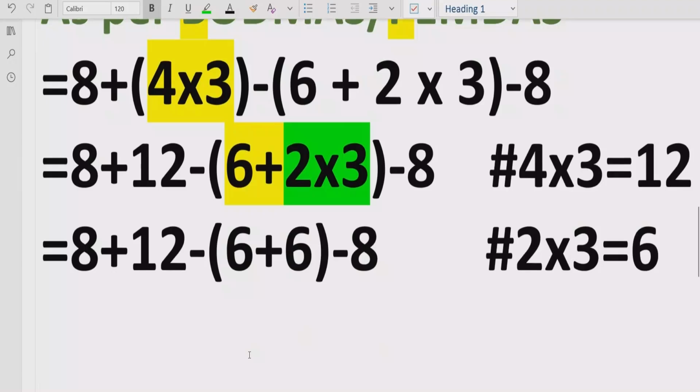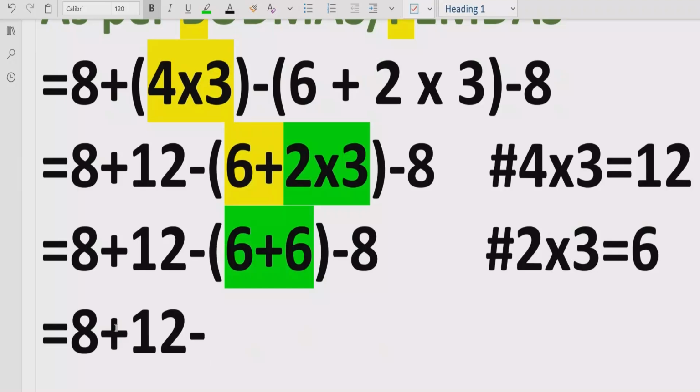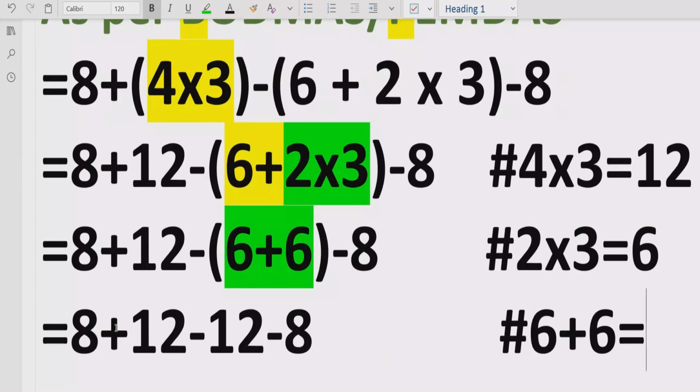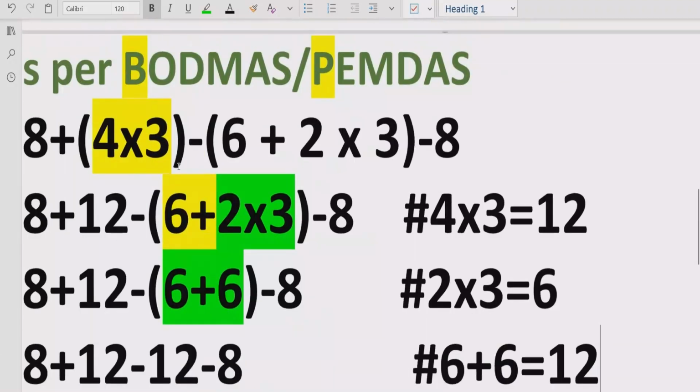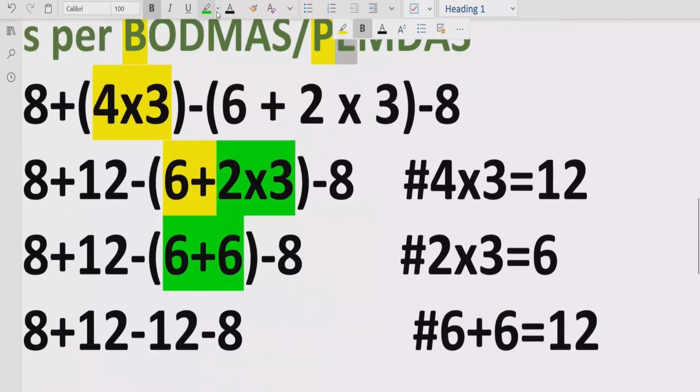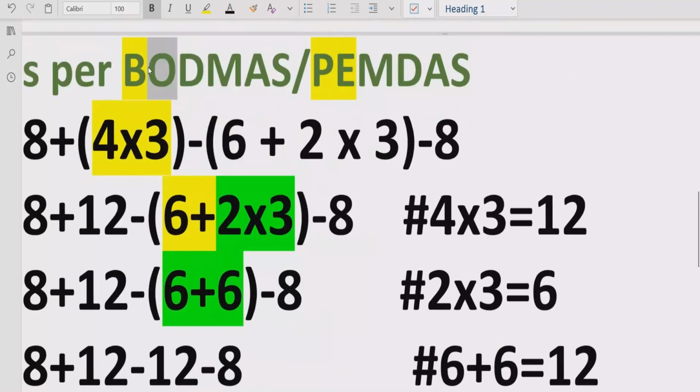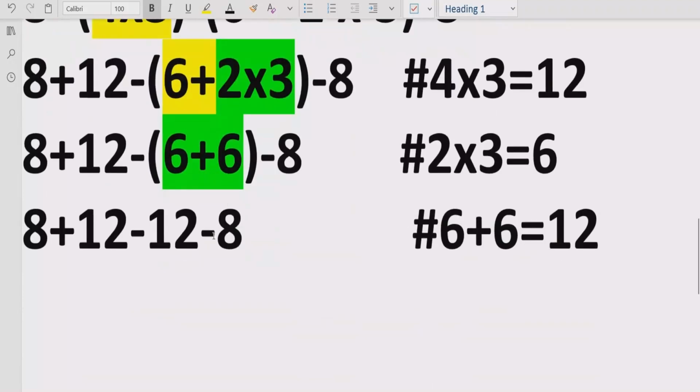Now we have again a bracket. So we have to solve this bracket, which is 6 plus 6. We have 8 plus 12 minus, and 6 plus 6 becomes 12, minus 8. 6 plus 6 equals 12. Now we have solved all the brackets. Now we have to go for the exponent part, but inside our expression, we do not have any number which has the power. So we can skip this step.